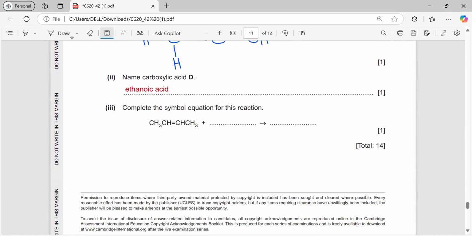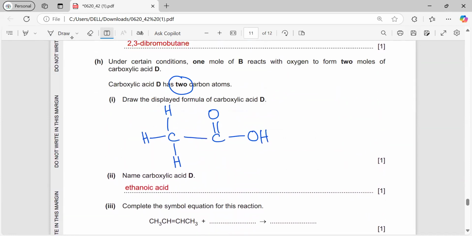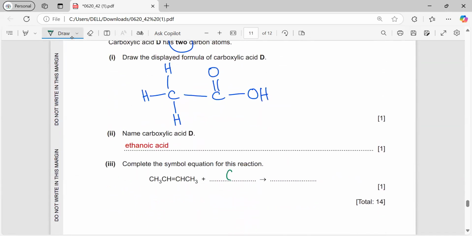Complete the symbol equation for this reaction. Now what's the reaction? 1 mole of B reacts with oxygen to form 2 moles of carboxylic acid. So it reacts with oxygen O2 to give 2 moles of CH3COOH. So oxygen moles will also be 2.